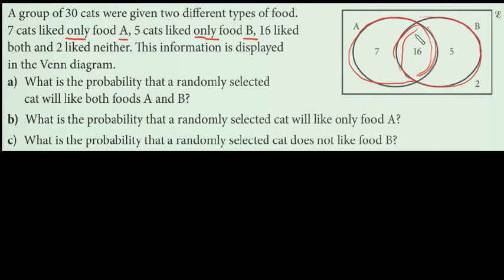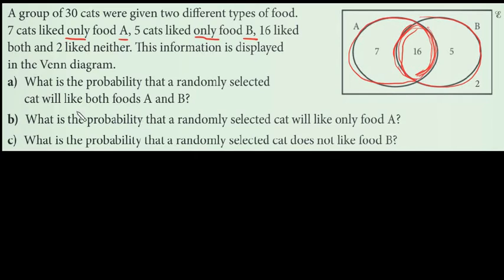16 liked both. So 16 is the part in the middle. We write 16 here. And 2 liked neither. So we write 2 outside A or B. This information is displayed in the Venn diagram. But in most of the questions, we are going to be drawing this by ourselves. If it is not given, we have to draw it by ourselves.